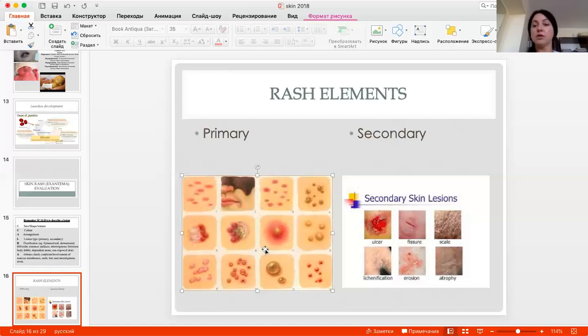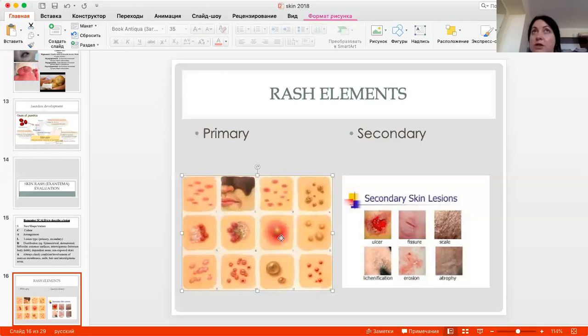So all these elements are called primary. Secondary skin elements, skin lesions, are elements which appear as a result of primary element development. For example, we had vesicula filled with transparent fluid like serum. Then this transparent fluid has bacterial contamination, and it turns to pustula with pus inside.